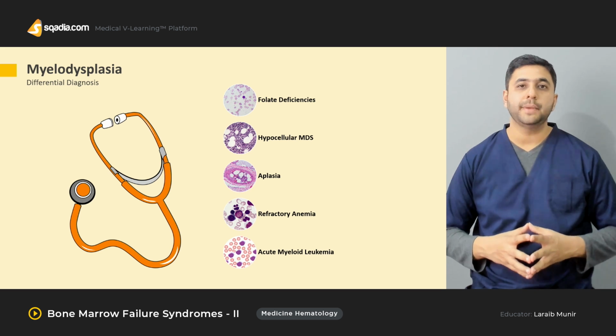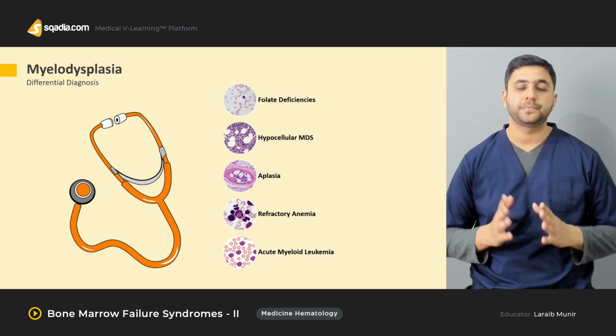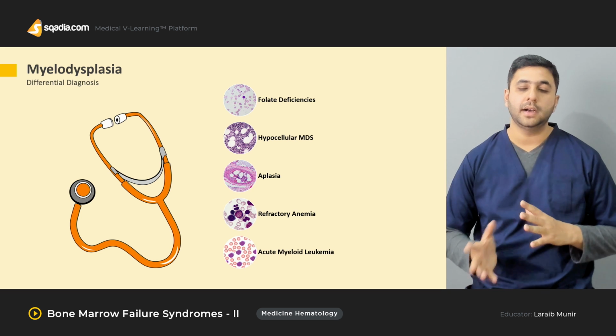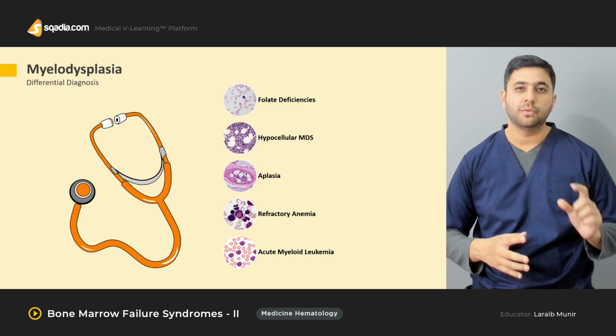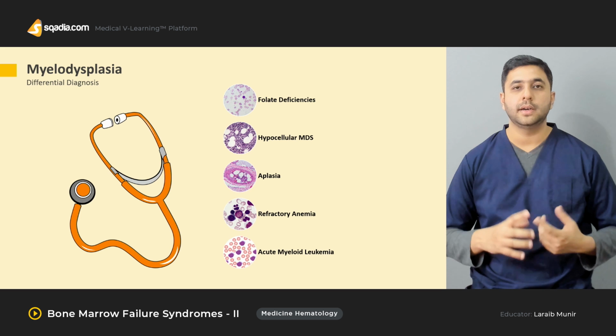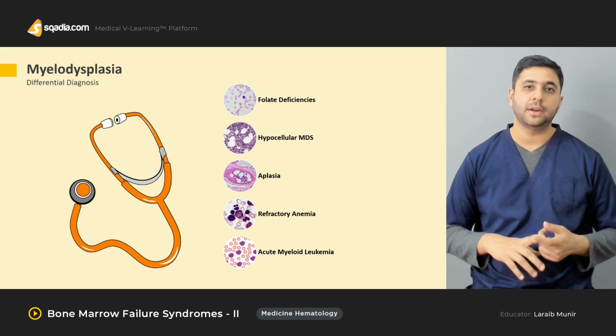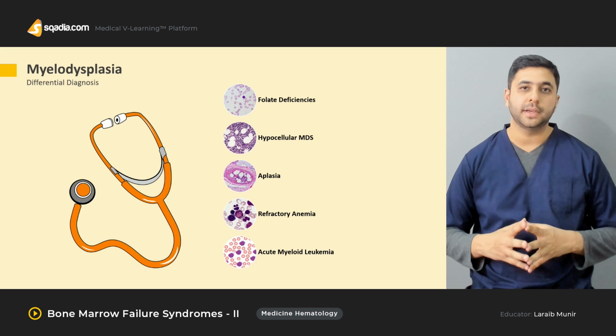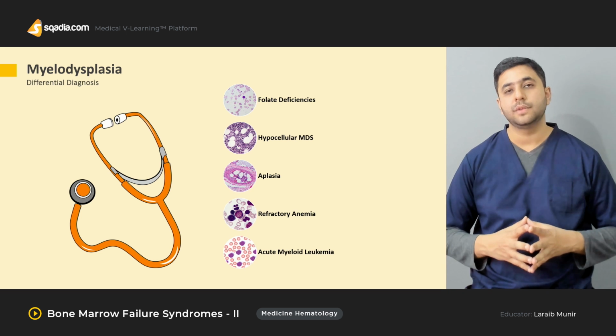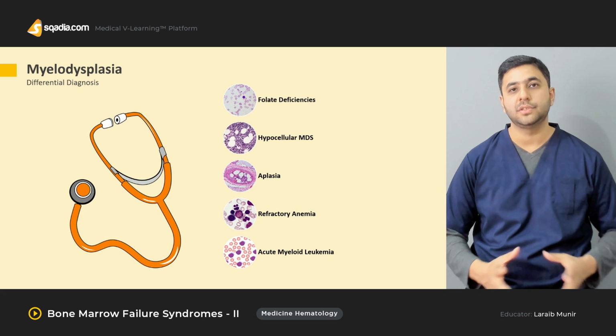Because it is a pre-leukemic condition, it is very important to differentiate it from acute myeloid leukemia, because the signs and symptoms will generally be the same. So what is that important cutoff point regarding the number of blast cells in the bone marrow that differentiates the myelodysplasias from the acute myeloid leukemia? I'm going to talk about all of this in great detail when we talk about the differential diagnosis.